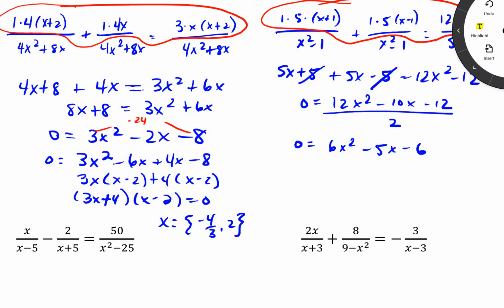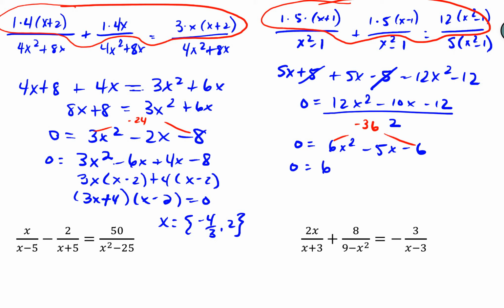Again, AC method. What multiplies to make 6 and -6, -36? Numbers that I can multiply that to make -5: -9 and 4. So I have 6x squared minus 9x plus 4x minus 6. Do my factoring out 3x, leaving me with 3 times 2 makes 6, 2x minus 3 plus 2.